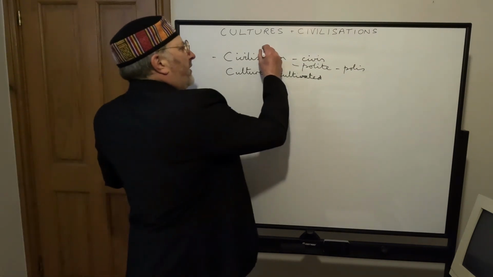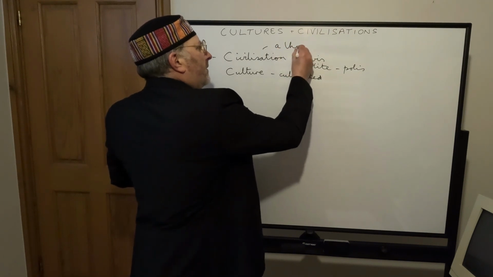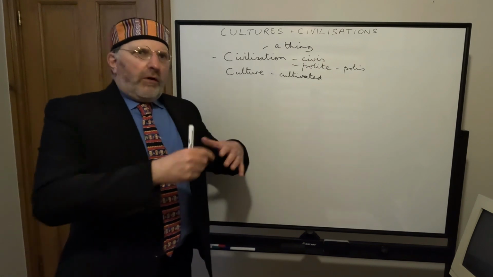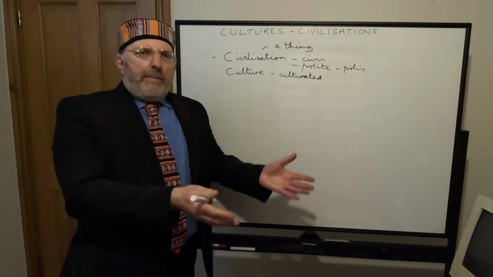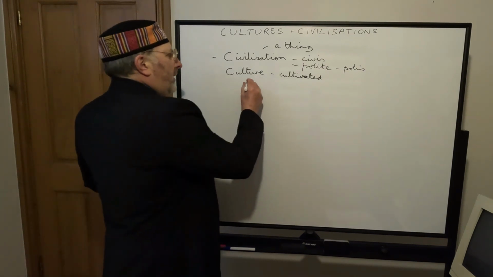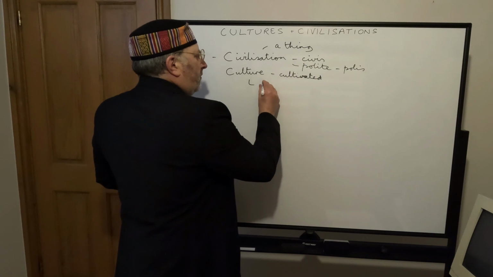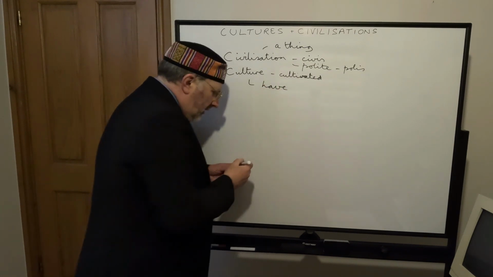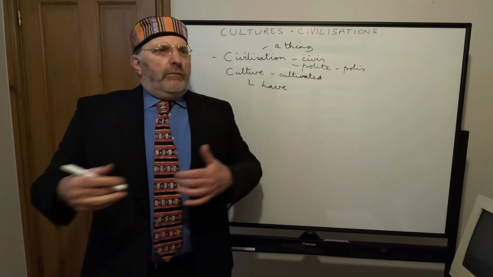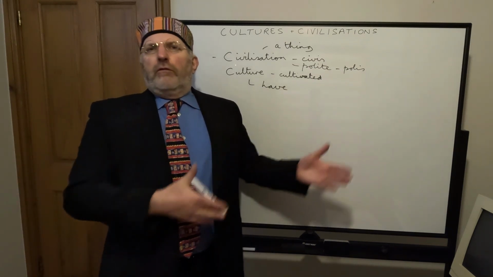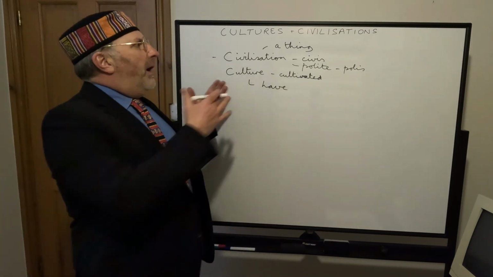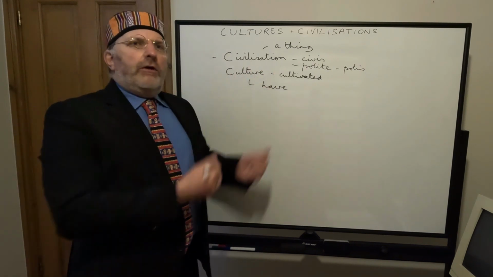So civilization is a thing. We can almost point to a civilization on a map. It's a tangible thing. Whereas culture is something that you have. So somebody could adopt Western culture, which you wouldn't say a person could do with Western civilization. But you can be part of Western civilization because that's a thing that you can belong to.